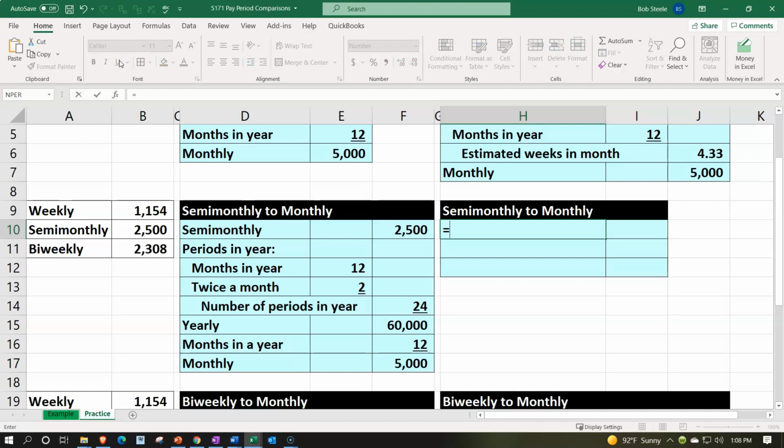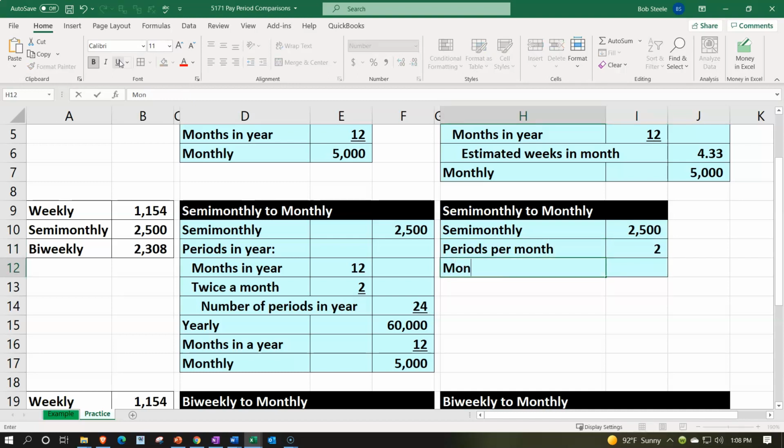Because if we artificially made it so that there's 2 periods every month, then we've kind of forced that standardization there. So we'll say semi-monthly is going to be the 2,500. And if that's semi-monthly and we've forced it, no matter whether it has 31 days or 28 days, to have 2 periods per month, then we know that the periods per month are going to be 2, because we forced it to be that way.